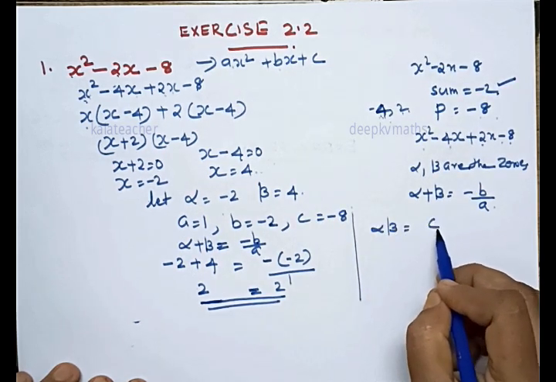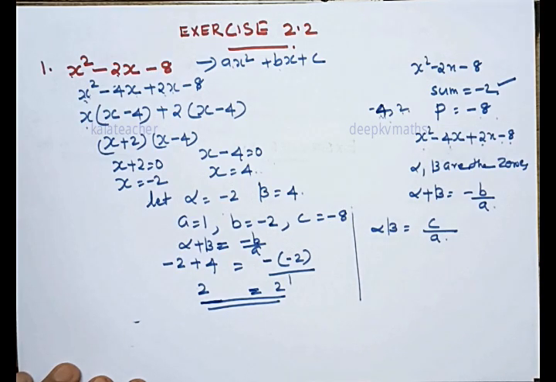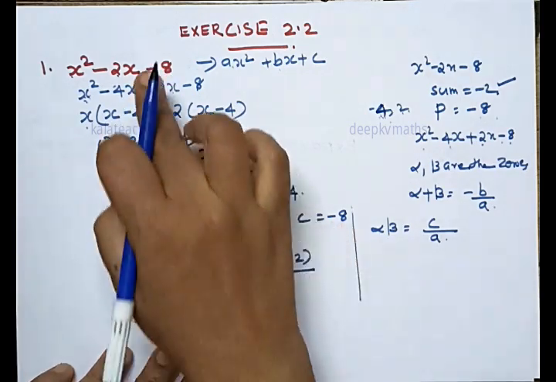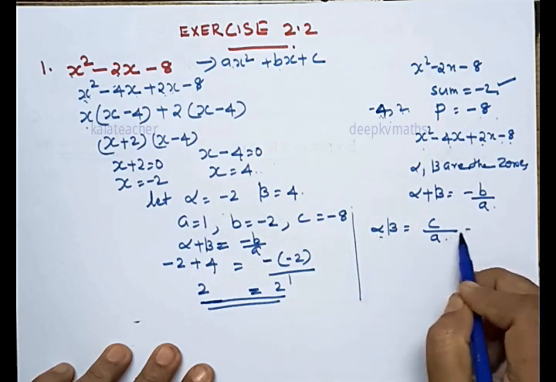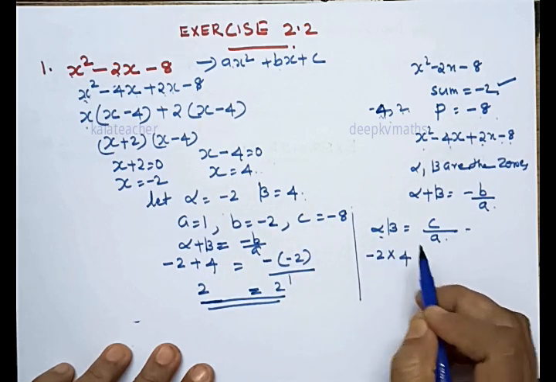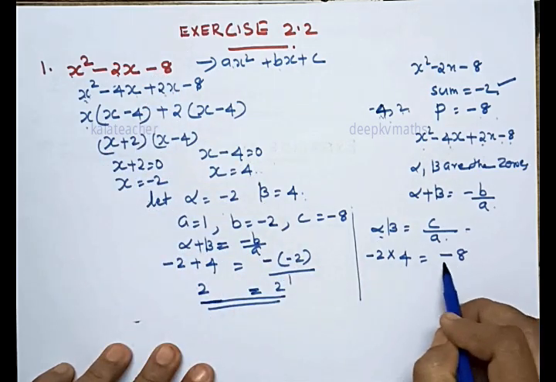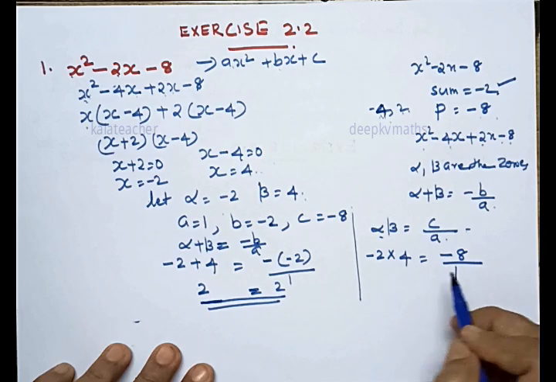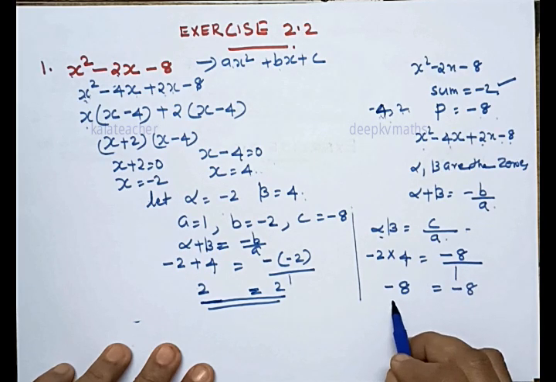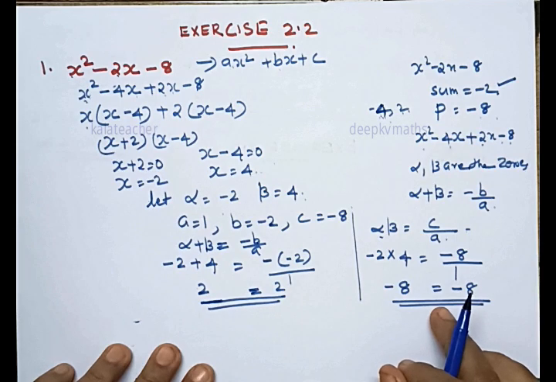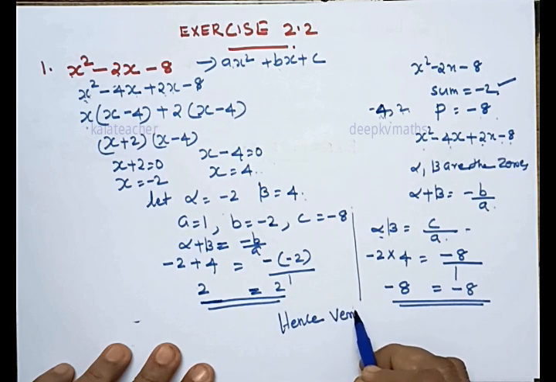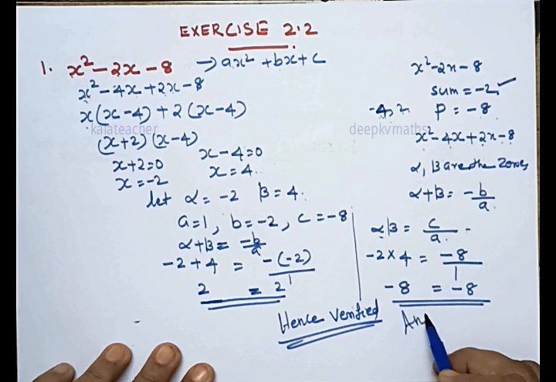Next, alpha beta is equal to c by a. C is the constant term, which is minus 8. Verifying LHS and RHS: alpha is minus 2 and beta is 4, so alpha beta is minus 2 into 4, equal to minus 8. And c by a is minus 8 divided by 1, which is minus 8. Both are equal. Alpha plus beta equals minus b by a and alpha beta equals c by a. Hence verified, which is the answer.